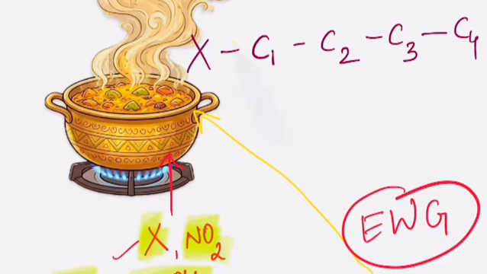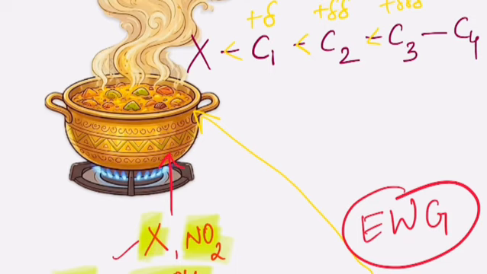So this will pull the sigma electrons towards itself, thereby C1 will get a partial positive charge. Similarly, C1 will pull the sigma electrons towards itself from the bond between C1 and C2, thereby C2 will acquire a partial positive charge which is even smaller than C1. Similarly, C3 will acquire an even smaller charge. And after C3, the effect will vanish.